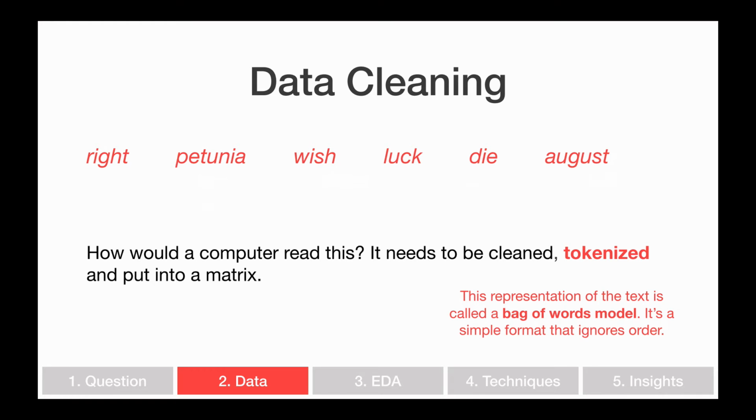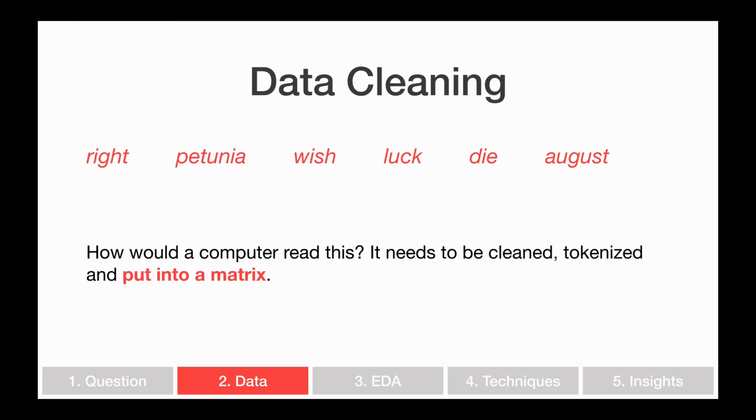Right here, this is called a bag of words model. It's a really simplified way of looking at your text data, just throwing all these words into a bag where order doesn't matter. Even though it's such a simple way to represent your text, it is really powerful as a first round of analysis when you're doing NLP.